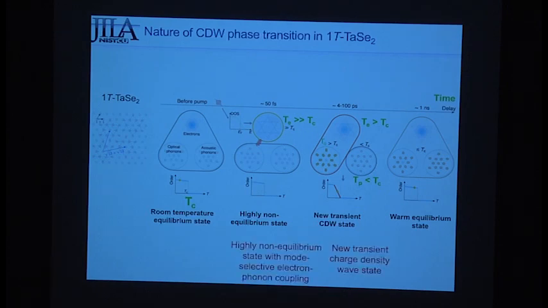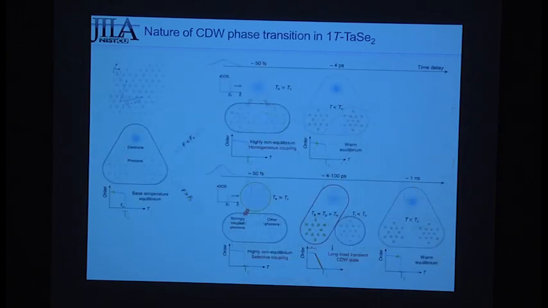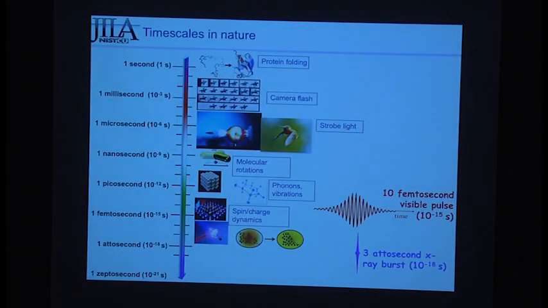You can see this is a highly non-equilibrium state with a mode-selective electron-phonon coupling. This is a new transient charge density wave state that you couldn't reach from equilibrium. And we are playing around trying to see how best to represent this as we're preparing this material for publication. You can see this is going to be hard because it is a complex story. Not surprising, because these are complex materials and hard to understand.